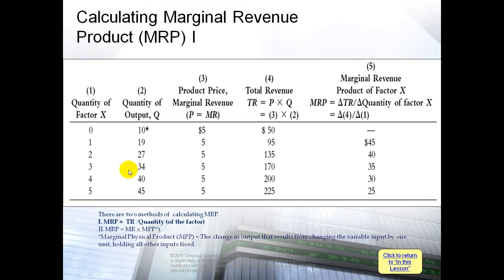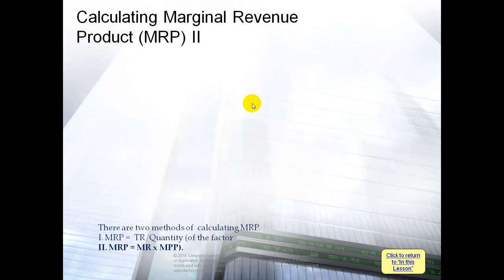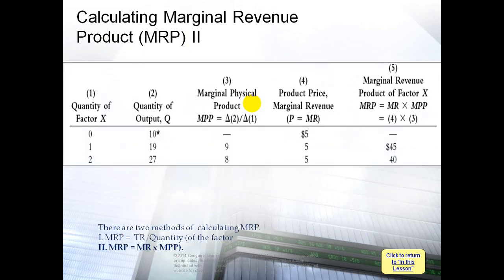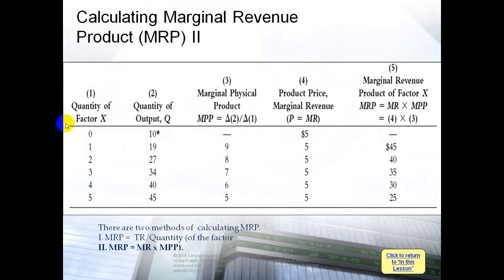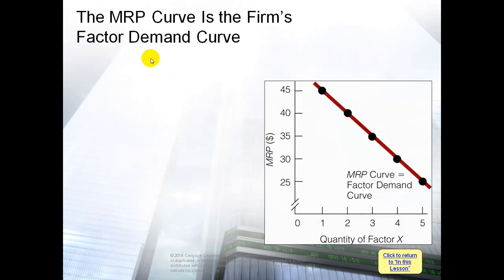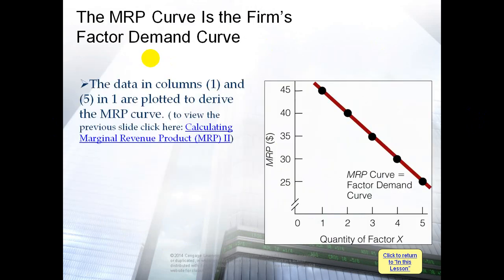So you know now how to calculate MRP, marginal revenue product, and we said we have two methods. The first method is when you find the change of total revenue and you divide it by the change of quantity of the factor. The second way, you multiply the MPP by the marginal revenue, and we took this as an example for calculating MRP. So what about the MRP curve?